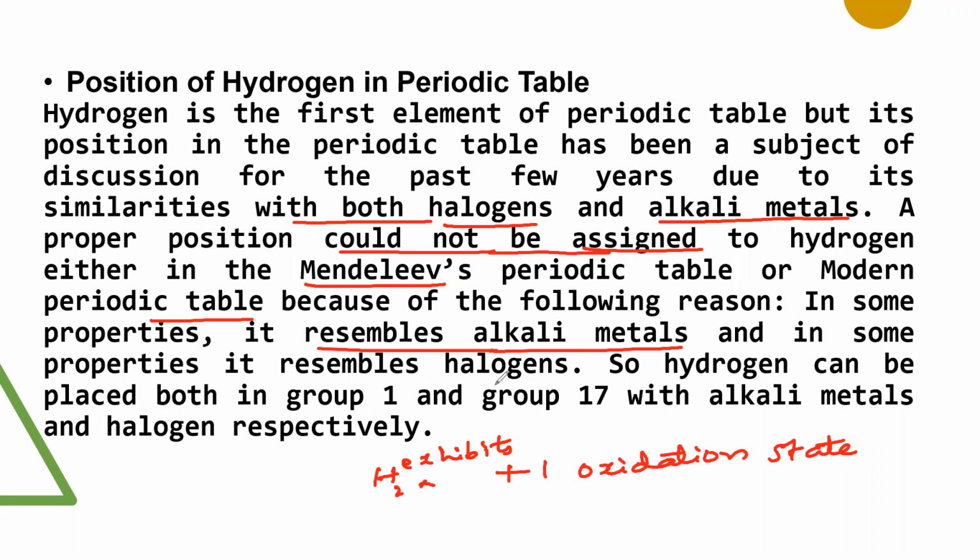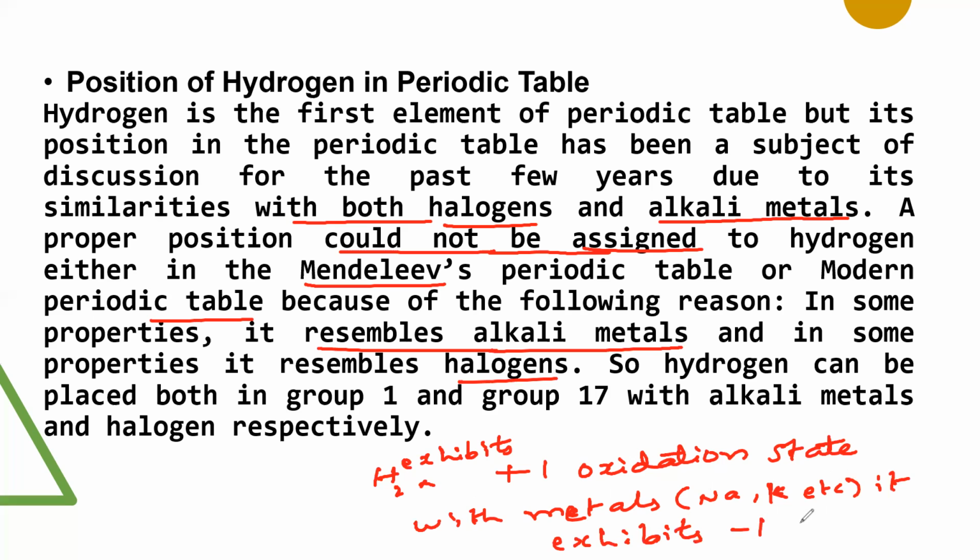And in some properties it resembles halogens, because with the metals it exhibits the -1 oxidation state. With more electropositive metals such as sodium, potassium, magnesium, etc., it exhibits the -1 oxidation state. So the valence is 1 in both the cases. That's why in some properties it resembles halogens.